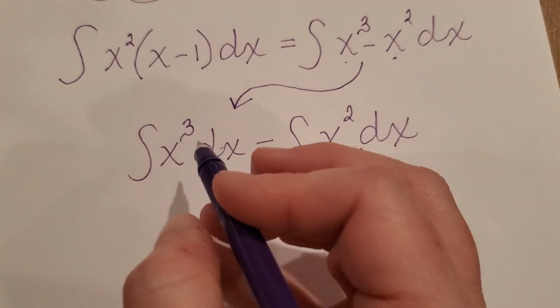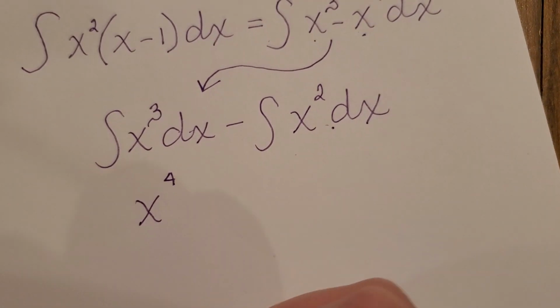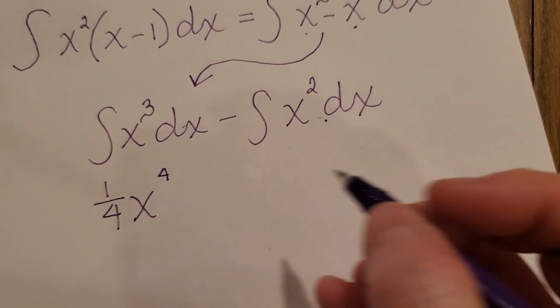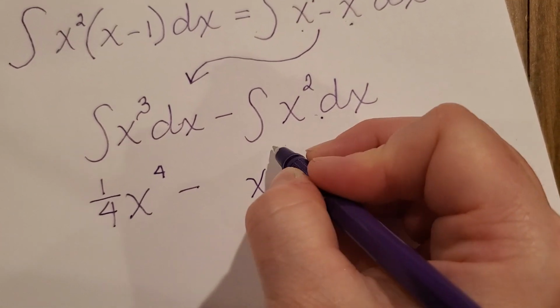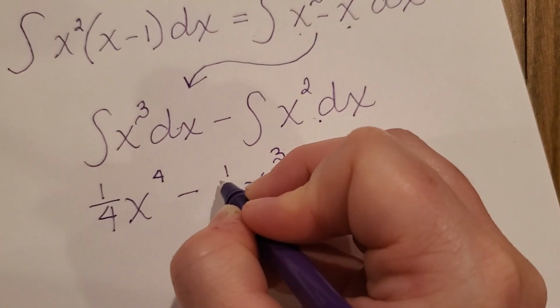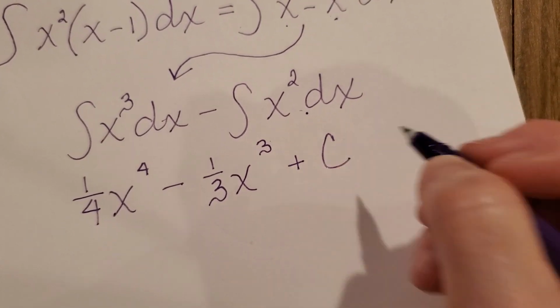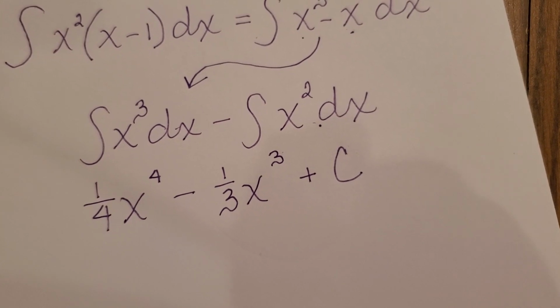So integrating this term, we are going to increase the exponent by 1, and we're going to multiply by 1 over our new exponent, minus this one over here. Increase our exponent by 1, multiply by 1 over our new exponent, and don't forget our plus c, because we're still not sure if there was a constant there to begin with or not.